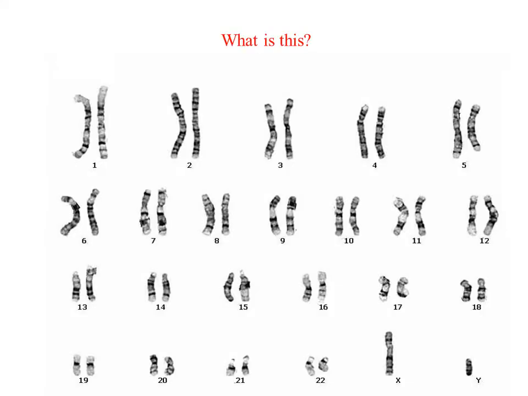In the next couple of slides, I'm going to show you a karyotype, and I would like for you to tell me if this individual is a male or female, and if he or she is normal. So based on this karyotype, if you look at every chromosome pair, this individual is normal, and he is a male because he has a Y chromosome.